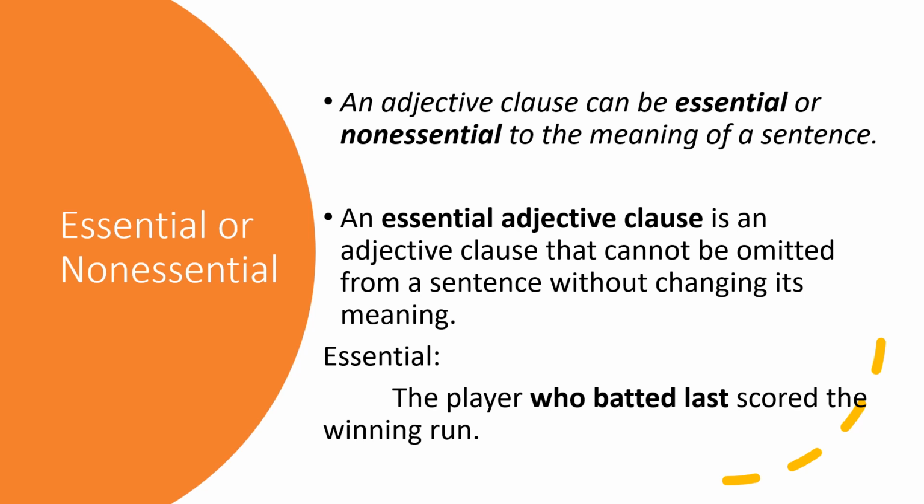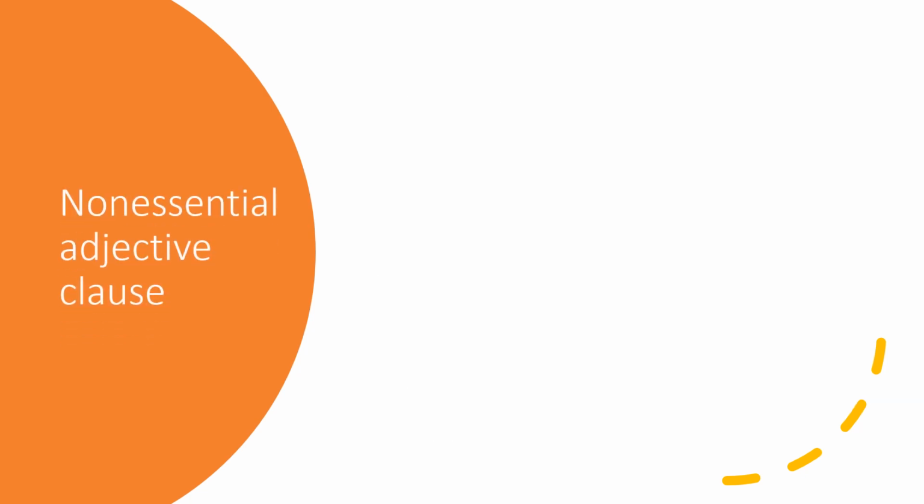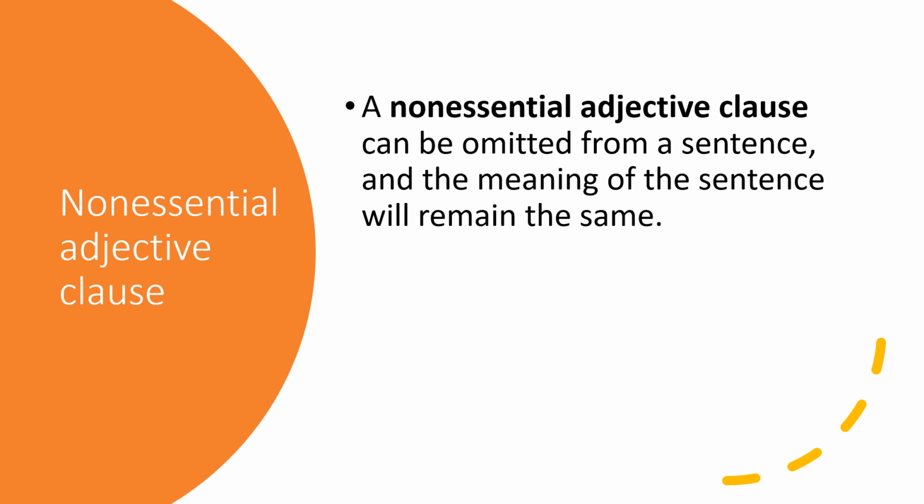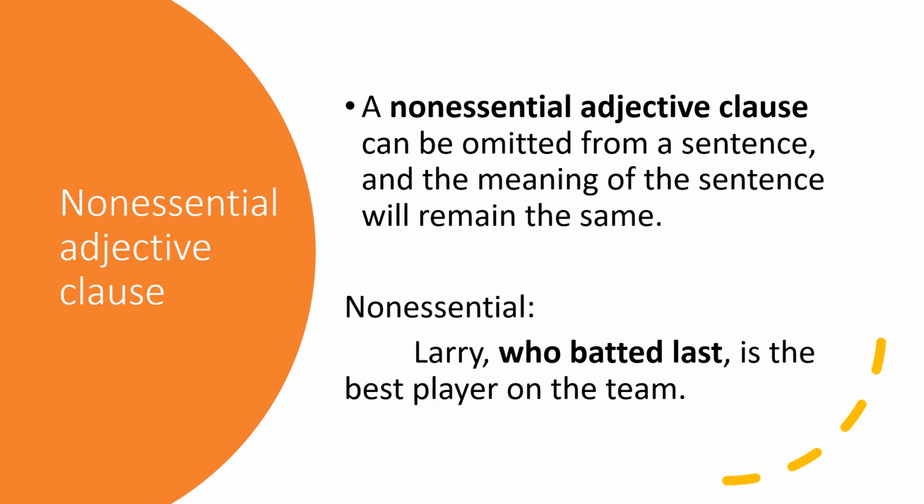Meanwhile, a non-essential adjective clause can be omitted from a sentence, and the meaning of the sentence will remain the same. For example, Larry, who batted last, is the best player on the team. Who batted last can be removed in the sentence, but cannot change the meaning of it.